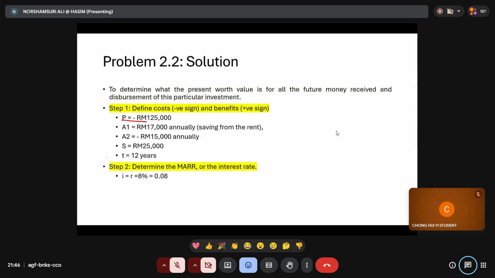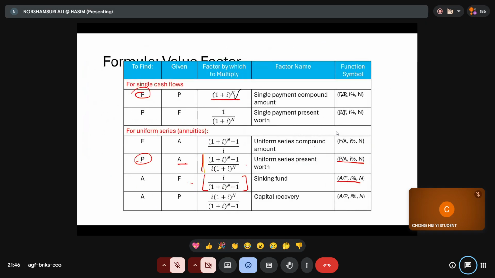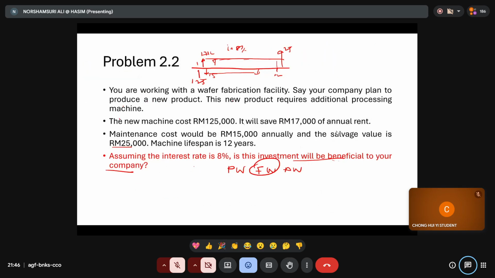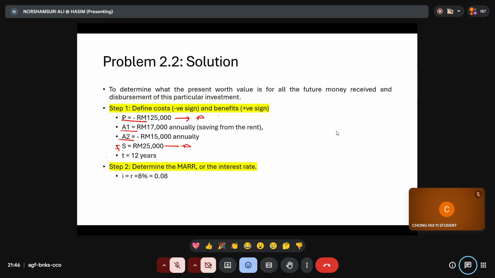This one is in present, so I have to change it into annual. This one is already annual. This one is in future, so I have to change it to annual. So what is the formula? I have the present and I want to change it to annual, so I have to use A over P.